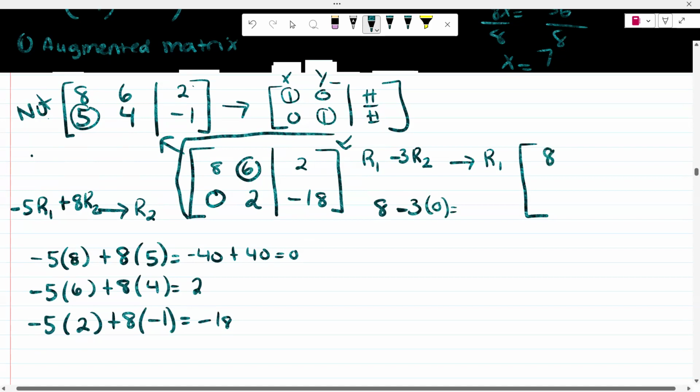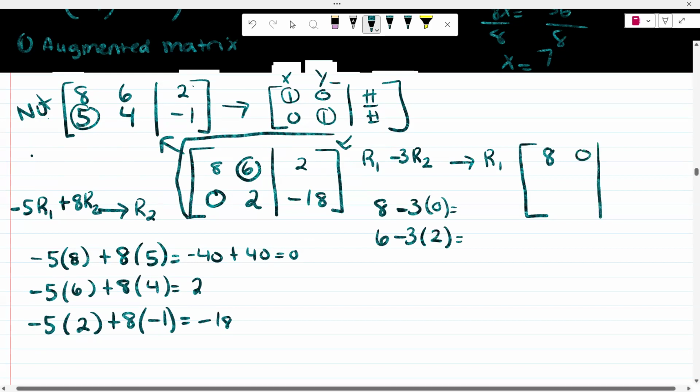What's the second number in row 1? 6 minus 3 times, what's the second number in row 2? 2. And when you put that all together, 6 minus 3 times 2 is 0. Good, that's what we want. We want this to be 0.